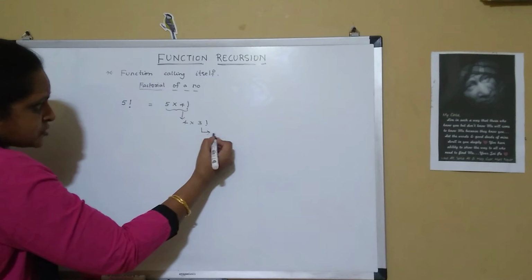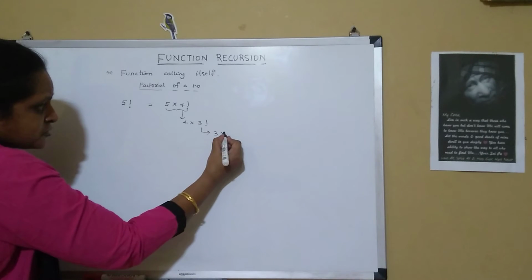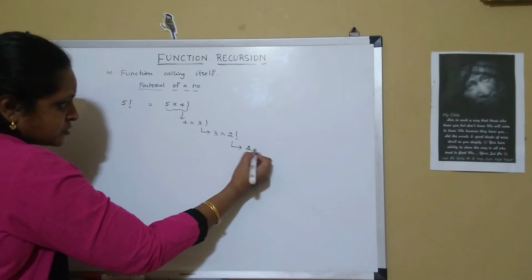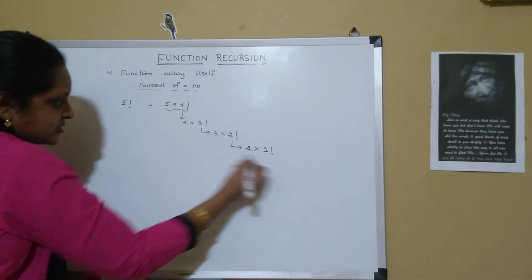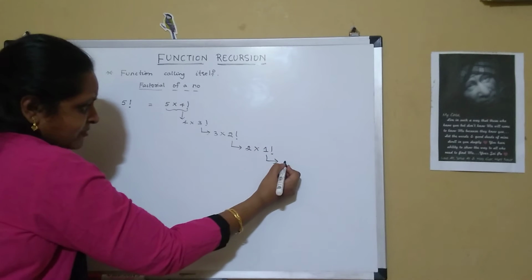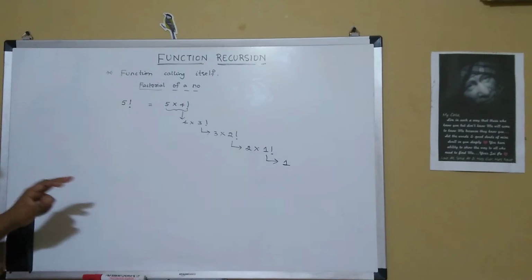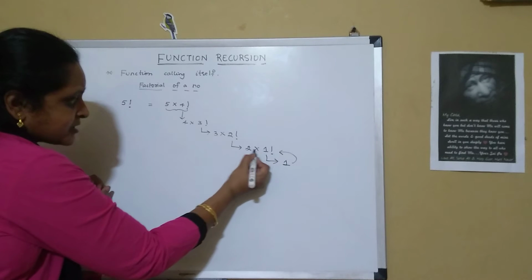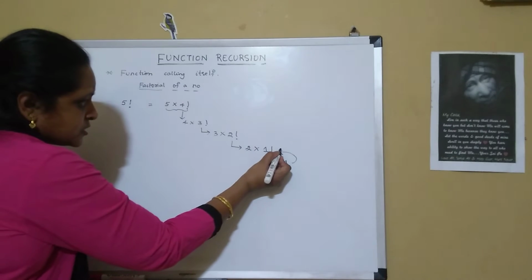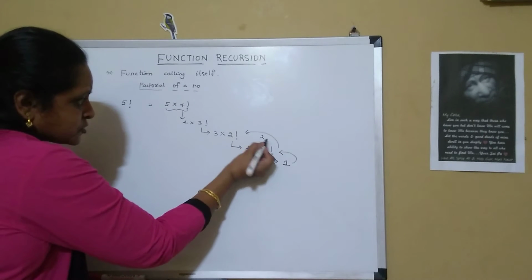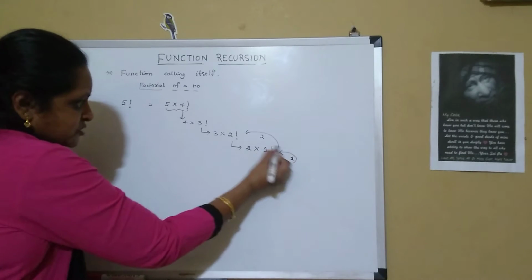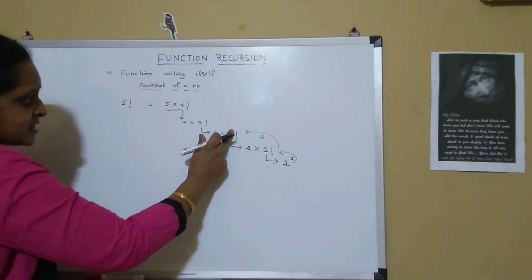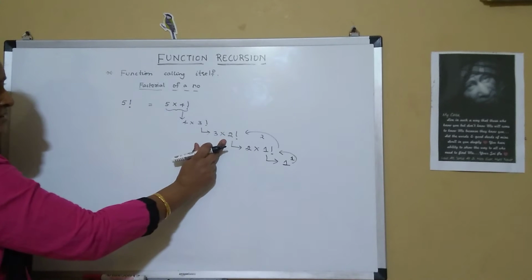3 factorial will be reduced to 3 into 2 factorial. 2 factorial will now be reduced to 2 into 1 factorial. 1 factorial will have the value 1. So now it goes back. 1 factorial is nothing but 1. So 2 into 1 is 2. So the value 2 goes over here, the value 1 comes over here. 2 into 1 factorial is nothing but 2. So the value 2 passes on to the previous function.